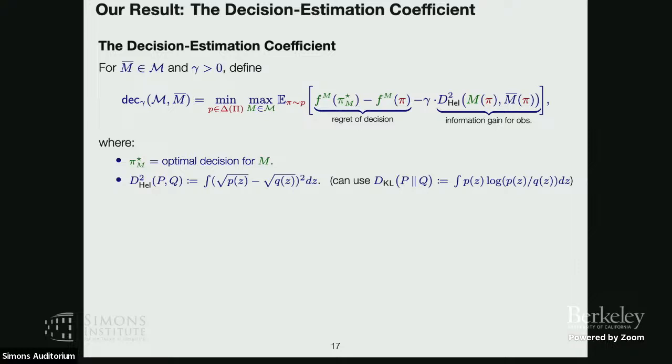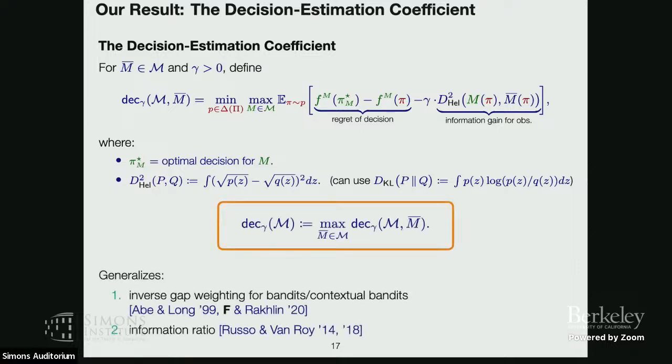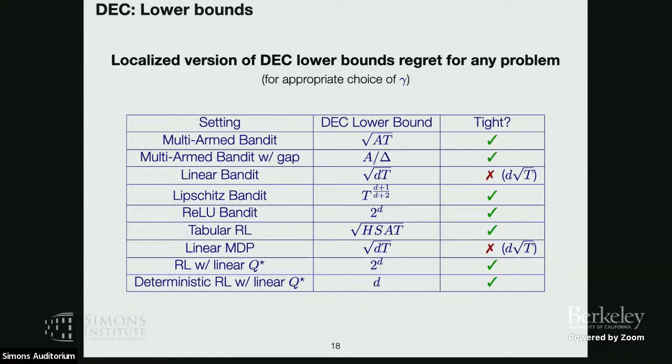Just a note here. What we're actually going to care about is the max of this thing over all reference models. And again, why do we care about this? Well, what I'll show you now is that this leads to both upper and lower bounds on regret for decision-making problems. I'll start with the lower bounds, just as a teaser.